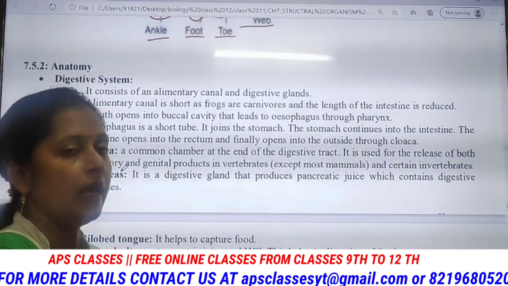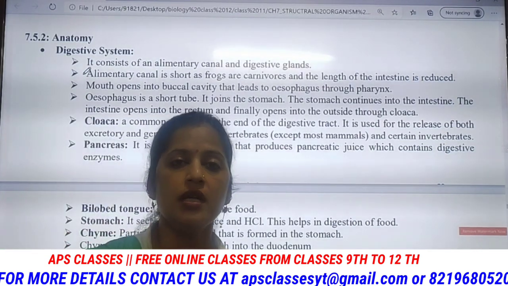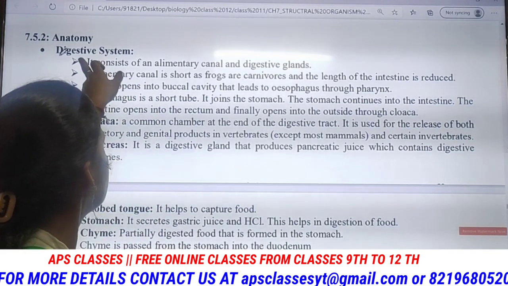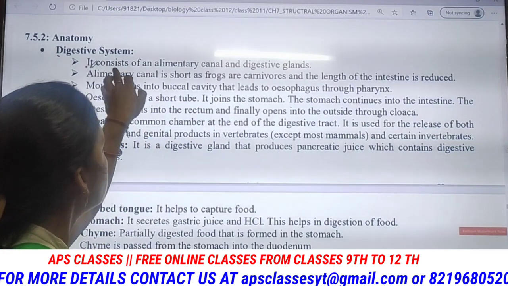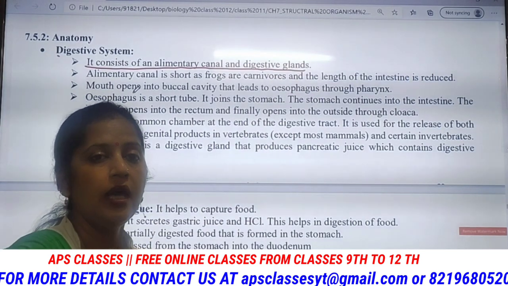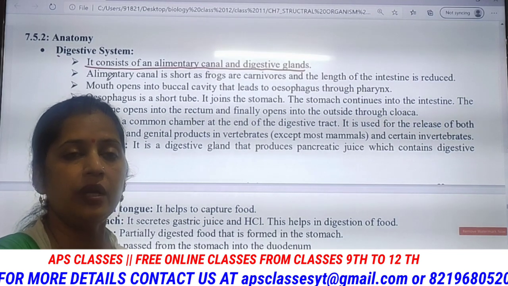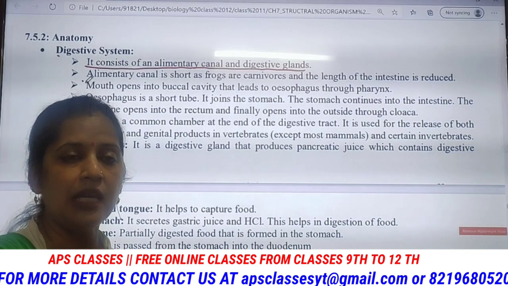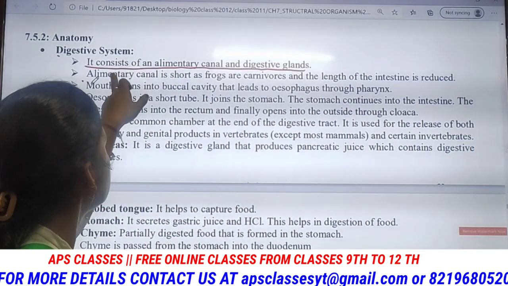Next is the anatomy of the frog, and in anatomy we will discuss the various systems that belong to the frog. So the first system is the digestive system. What do you mean by the digestive system? It consists of an alimentary canal and the digestive glands. सबसे बड़ी बात, the most important feature of the digestive system is that it mainly consists of the alimentary canal as well as digestive glands. That means alimentary canal और digestive glands से मिलकर बनता है digestive system.